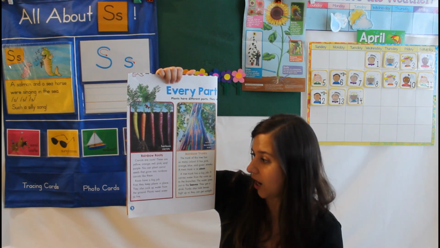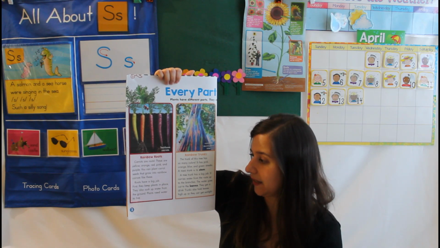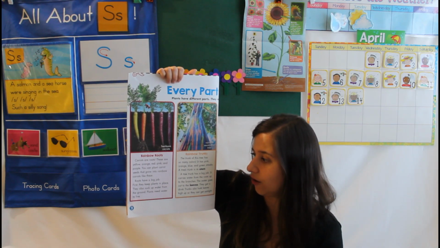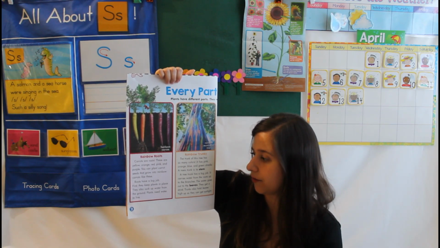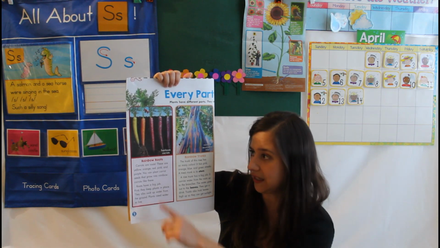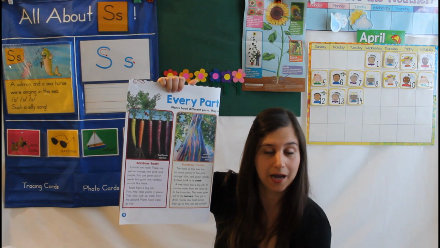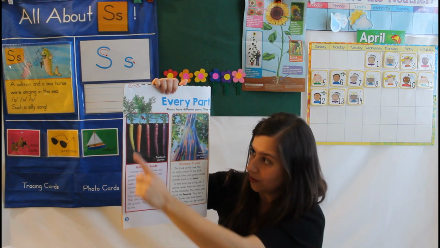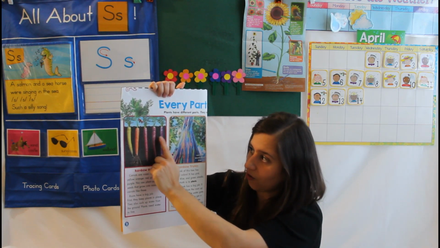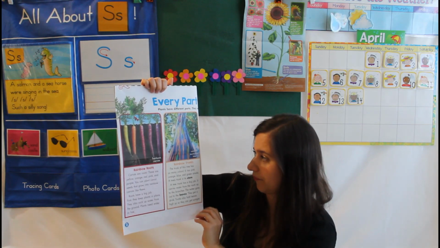Roots have a big job. First, they keep the plant in place in the ground. They also suck up water from the ground. Plants need water to live, so the carrot is drinking up the water and it will bring it up to the top of the carrot leaves. So you can see that the carrots are all different colors.